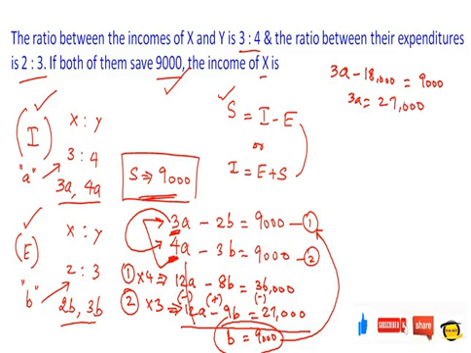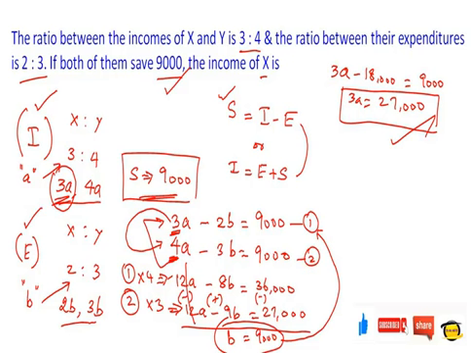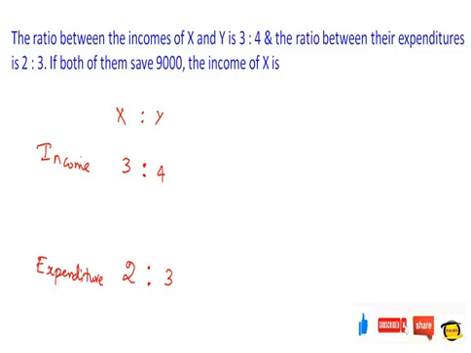And we know that the income of X is already assumed as 3A, which means what is the income of the person X? 27,000. That's it. So we have seen the logical way of solving this question. Now let's try to use a shortcut approach in order to solve the same question in a very quick amount of time. From the question we know that the income ratio between X and Y is 3:4.